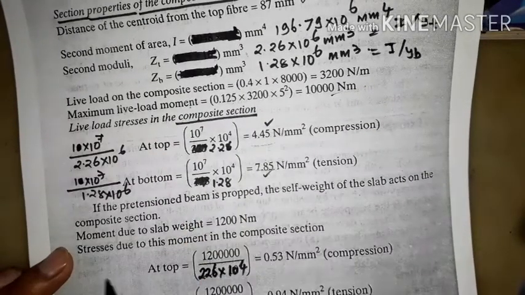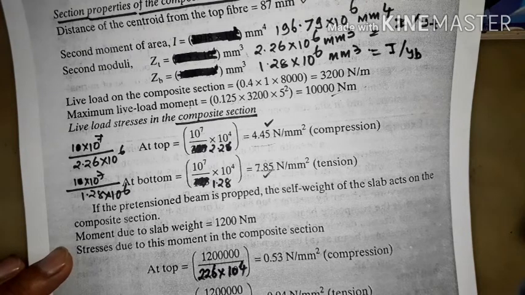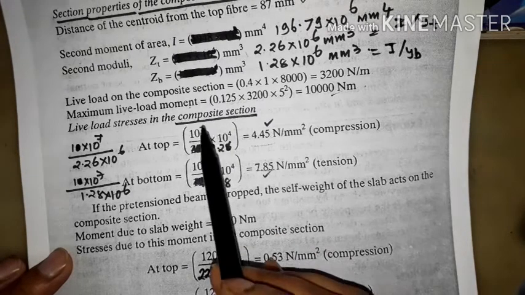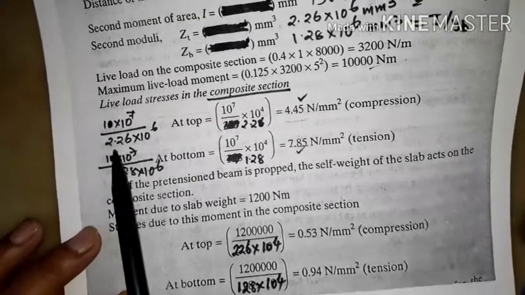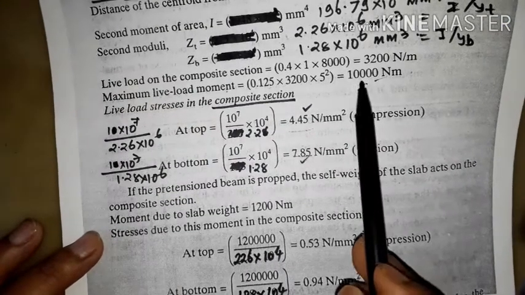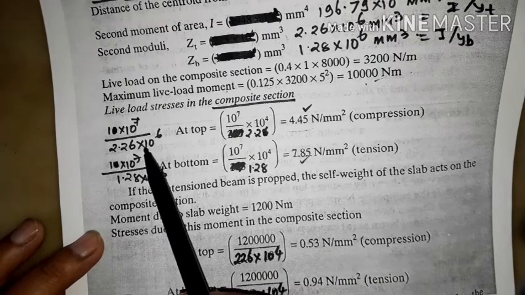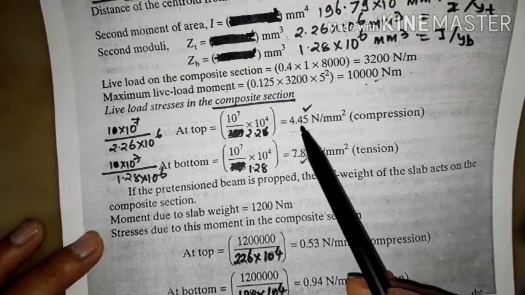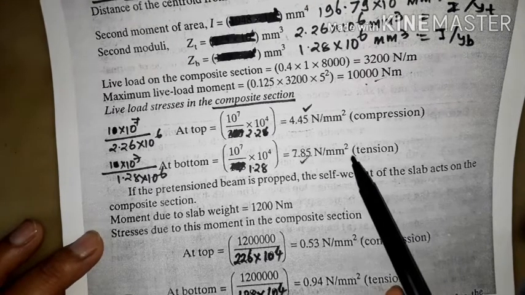See, you have to use the properties of the composite section, because it is unpropped or propped, whatever. Okay. So when you consider live load, you have to use the properties of the composite section. So you can see we have calculated, it is 1 into 10 to 7 divided by YT and YB. So we got 4.45 Newton per mm square and 7.85 Newton per mm square.